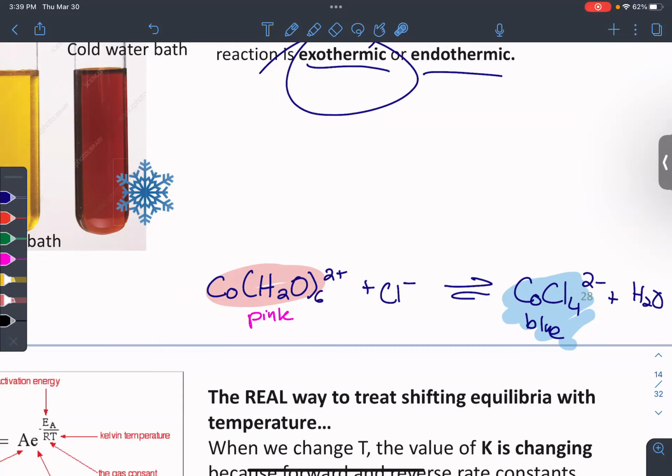Whew. Oh, I need a hood in here. I hate this room. Okay, so let's see. Does that look blue? Yeah, so we just disrupted the equilibrium. Perfect.